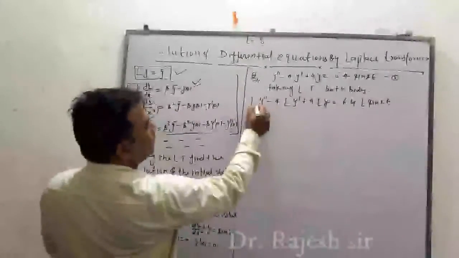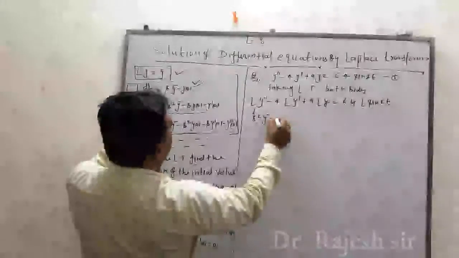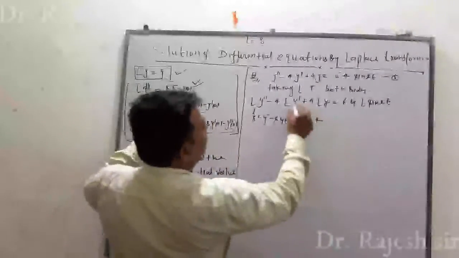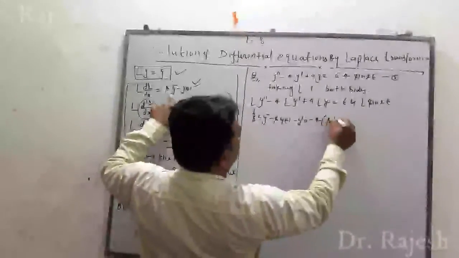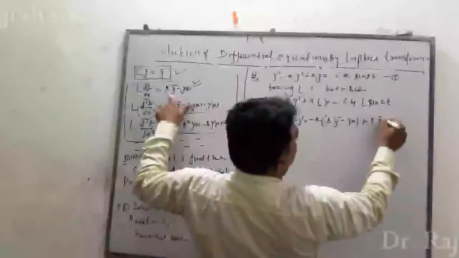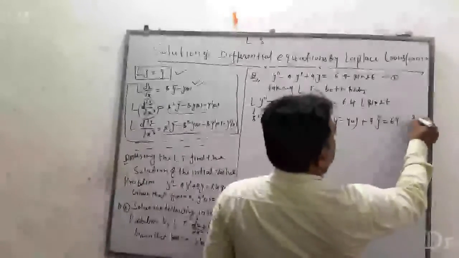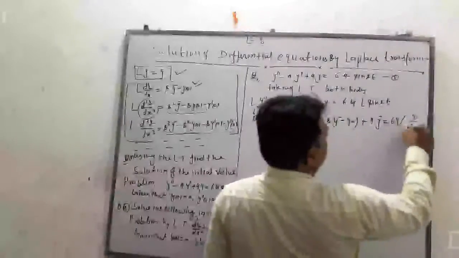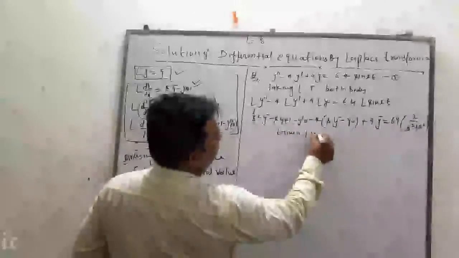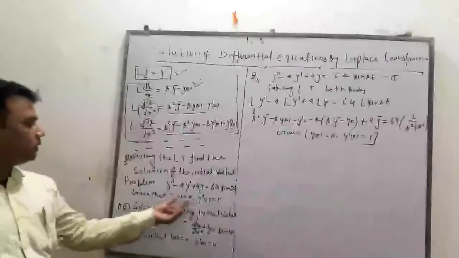So we can write the value of this in place: s square y bar minus s y0 minus y dash 0, minus 4 times s y bar minus y0, plus 4 y bar, equals 64 times the Laplace transform of sine 2t, which is 2 upon s square plus 2 square, where the initial conditions are given as y0 equals 0 and y dash 0 equals 1. These conditions are given in the question.